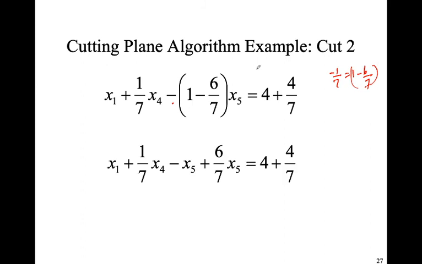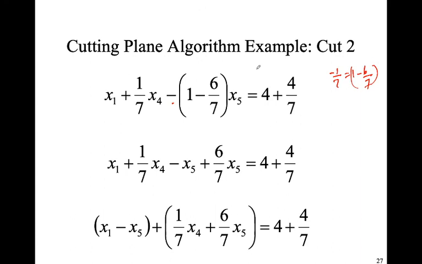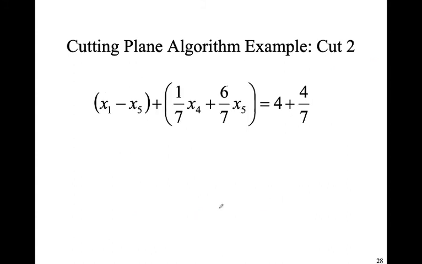Now we have to separate the integral part and the fractional part. So this becomes this one. This is the integral part, and this is the fractional part. So we have to remove this one and this one from here, and this becomes the greater than equality. So our cut is 1/7 x4 + 6/7 x5 ≥ 4/7. Now we have to add this plane into the previous table.